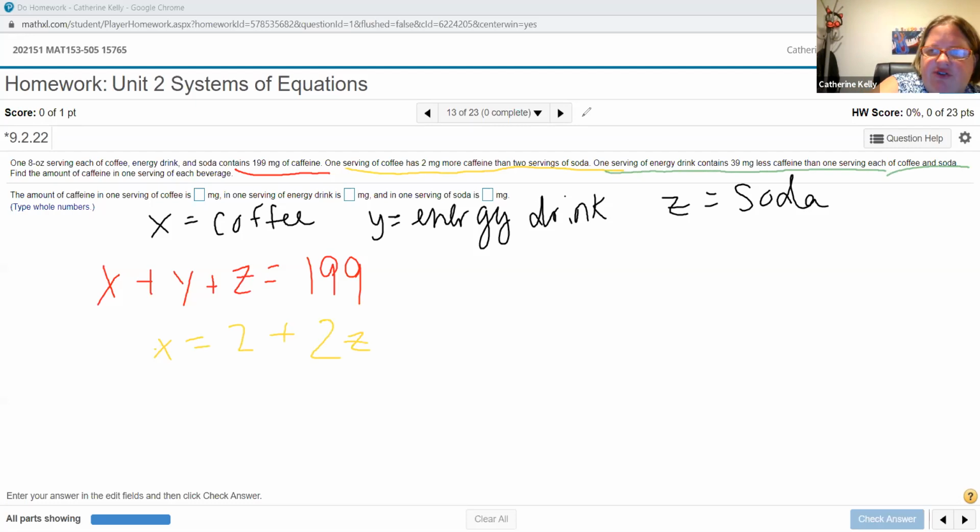That means 1 serving of energy drink, which is Y, has 39 milligrams less, because it's less. I have to put it at the back because you're taking it from whatever you're getting. So if I put 39 minus, it would be you're taking the other things and subtracting them from the 39. But I want to subtract the 39 from the first two things that I have, each of coffee and soda. So coffee and soda is X and Z.